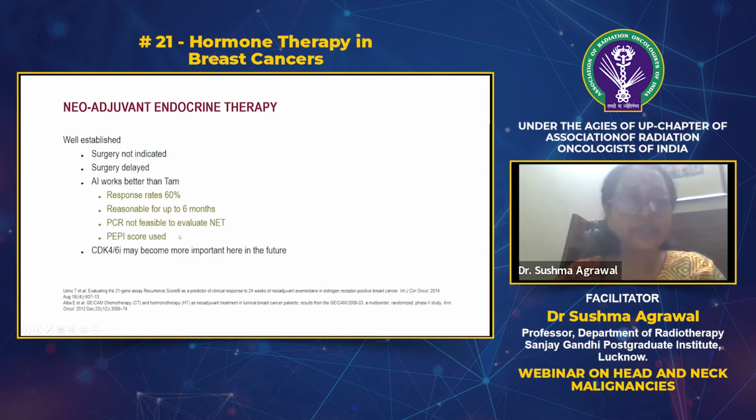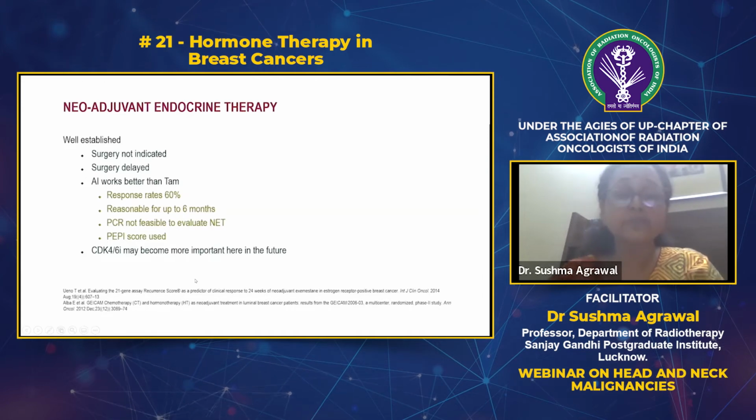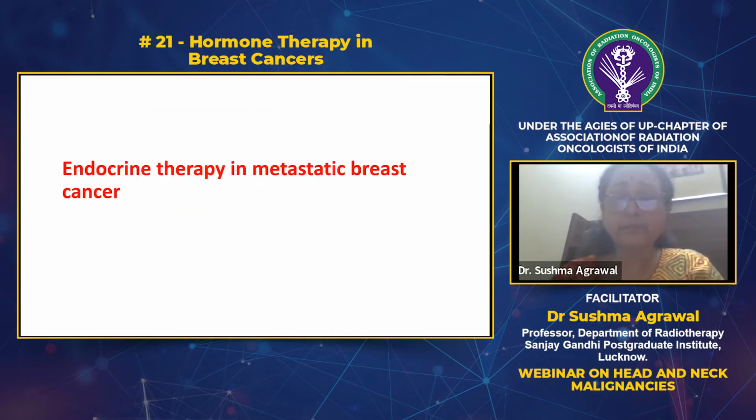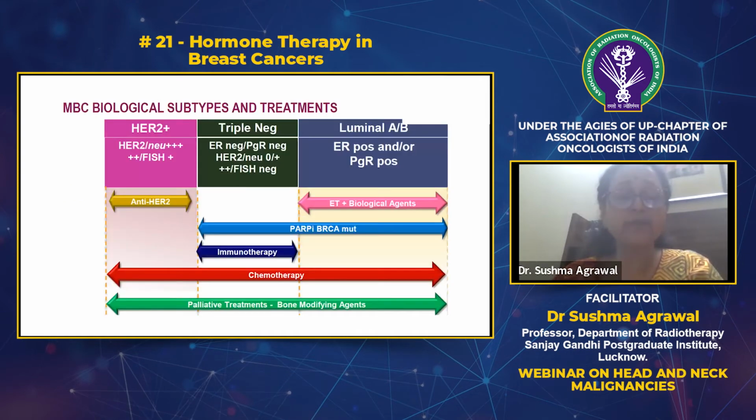And you should never expect a pathological CR with a neoadjuvant endocrine therapy. So I have not devoted much time to the neoadjuvant endocrine therapy. Now coming to metastatic breast cancer, this is itself a huge topic. So this is just an overview of metastatic breast cancer, all the 3 types of biological subtypes.